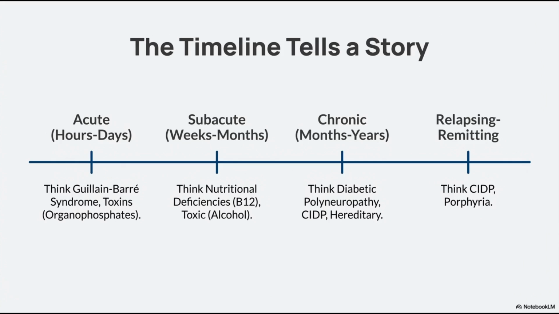Then talking about the timelines. This is the temporal evaluation question, where if it is an acute condition within hours to days, you suspect Guillain-Barré syndrome or toxin exposure. Subacute condition, think of nutritional deficiencies. Chronic conditions, diabetic neuropathies, hereditary causes. Relapsing remitting conditions, think of CIDP and porphyrias. So based on the duration of symptoms, we can differentiate the diagnosis.